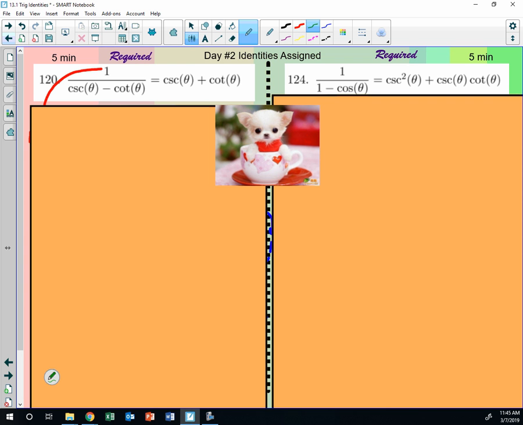And then there's another one for you to do after that, but that's not a proof. Go to number 124. Excuse me, 120. Go to number 120.